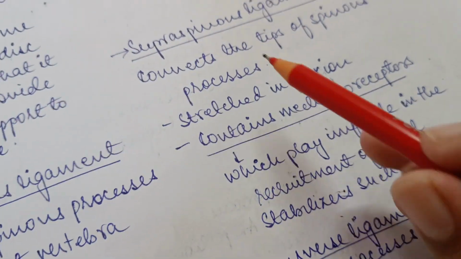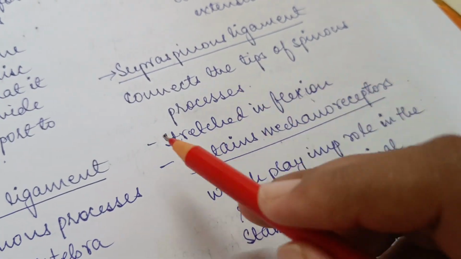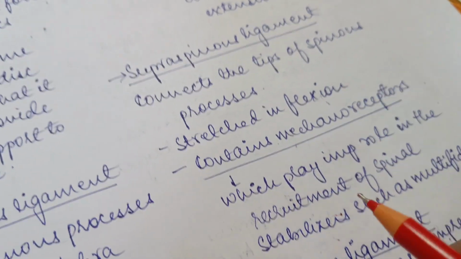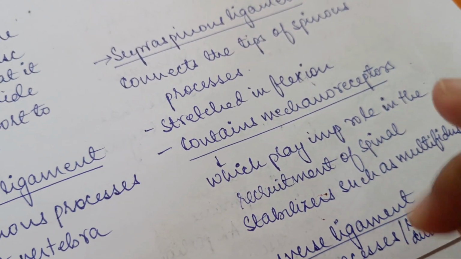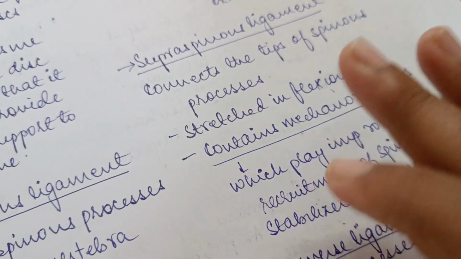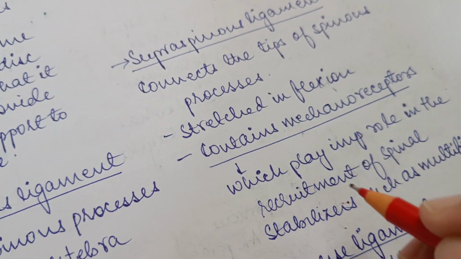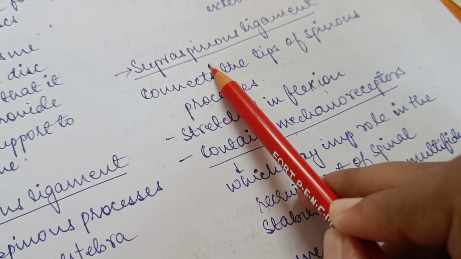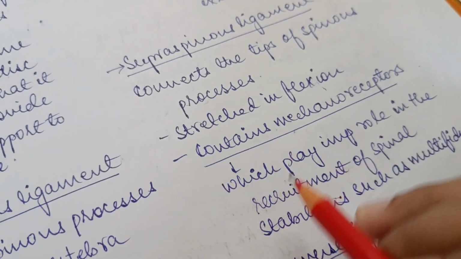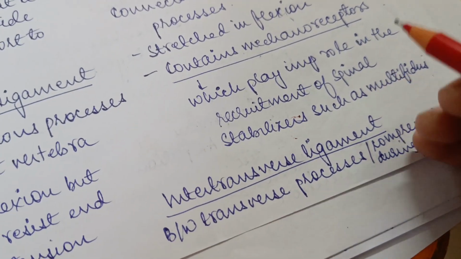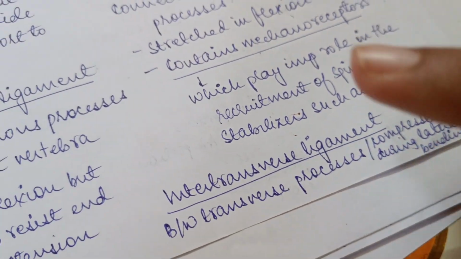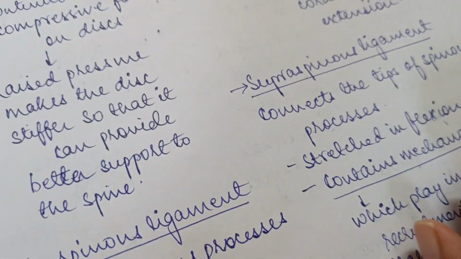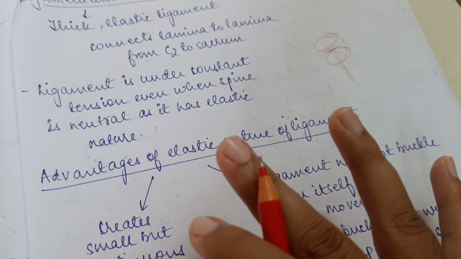So what will this supraspinous ligament do? As soon as there is a lot of pressure on the supraspinous ligament, it will send signals to the brain to now start recruiting the muscles. It is just not enough for the ligaments to work. So this is an important point in the supraspinous ligament, that it contains mechanoreceptors, and these are important in recruitment of spinal stabilizers. Then you have the intertransverse ligaments, which connect the transverse processes and compress during lateral bending. So these are the main important ligaments, the gist of the ligaments.